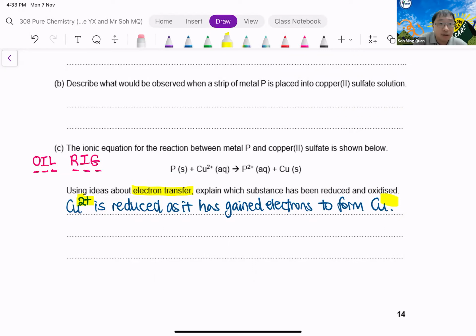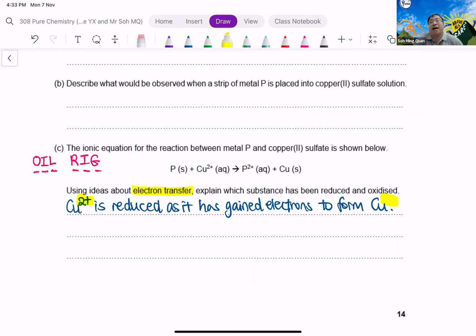All right. And Jet was also right. You need to tell me that Cu2+ is reduced. It's not copper. Don't ever write copper is reduced. The substance is Cu2+ or copper(II) sulfate, right? So give me the whole substance. Best if you give me the formula of the substance. Anyway, the equation is given to you. Now, Cu2+ is reduced as it has gained electrons to form Cu.